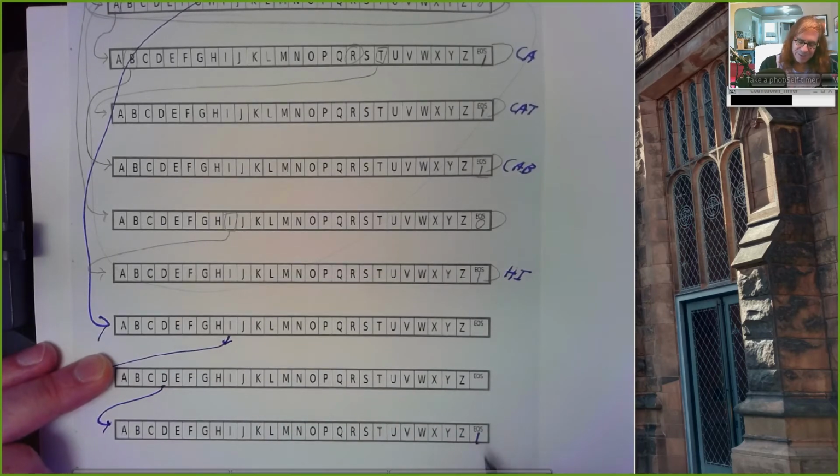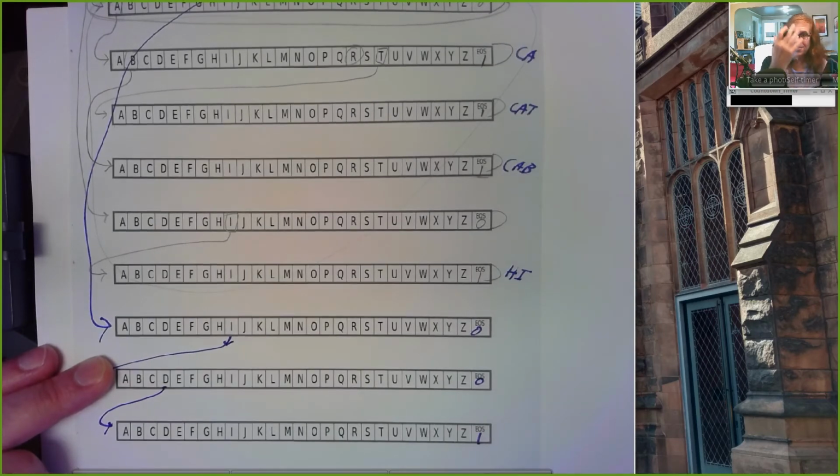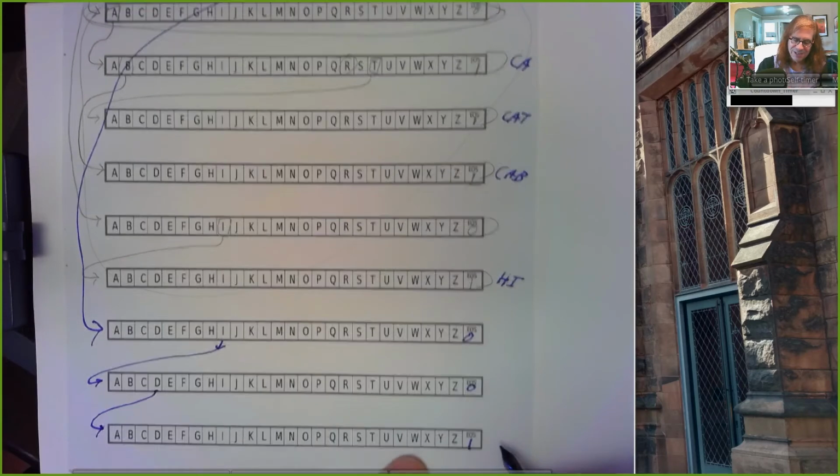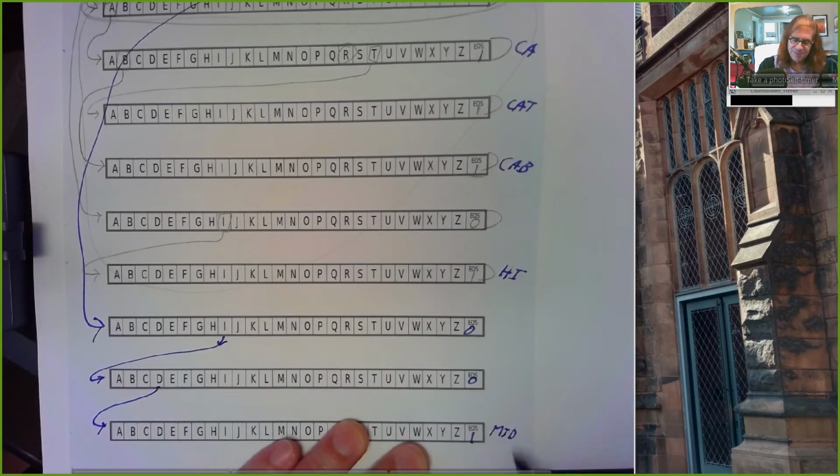And at each point, if I find my end of string flag is set to a 1, it means whatever letters I've seen up to that point, that's a word in my trie. So in this case, we've got the word MID.